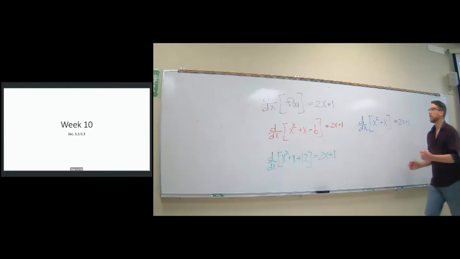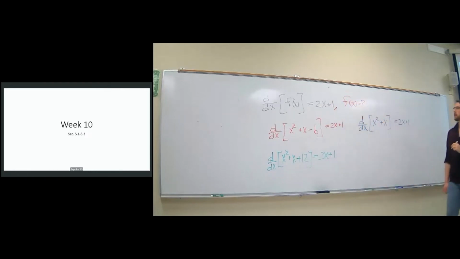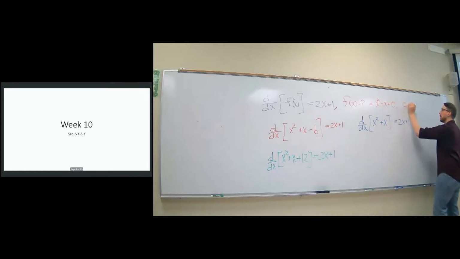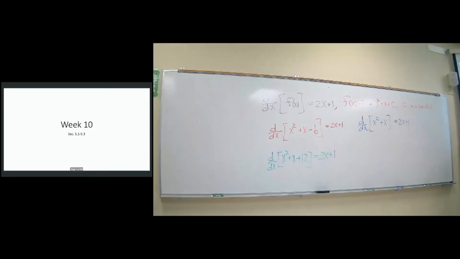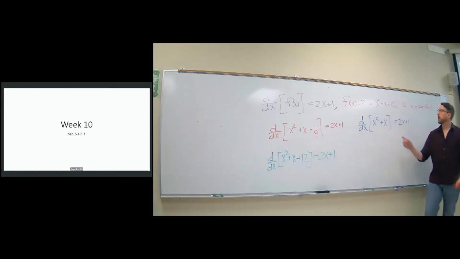Whatever our function is, it's going to have the form x squared plus x plus some constant. So if we're going to undo the derivative, we somehow need to account for this constant, right? And the reason why is because we have all of these different functions whose derivatives are the exact same, but they only differ by a constant.